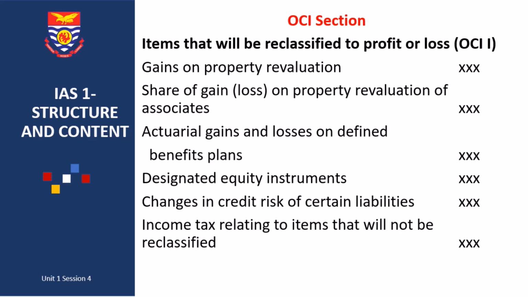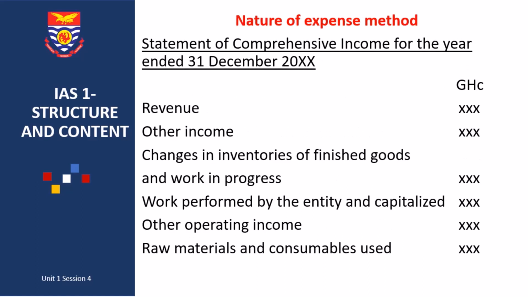And then where an entity has designated that it is going to measure its equity instruments through OCI, you have the option to also reclassify them to profit or loss. Then we have changes in credit risk of certain liabilities. So if there is a change in the credit risk, you can reclassify it to profit or loss. Then we have income tax relating to items that will not be reclassified, which will also be shown there.